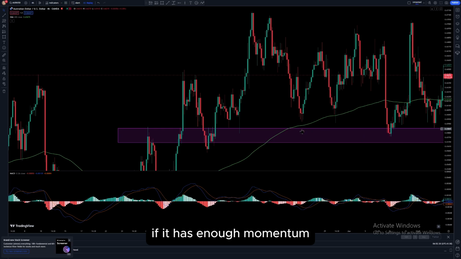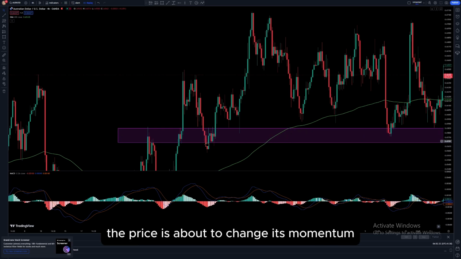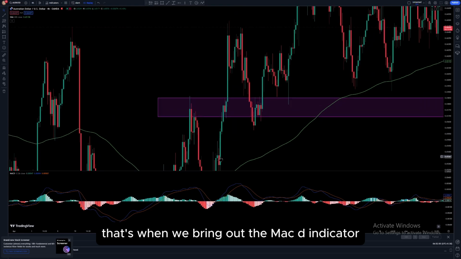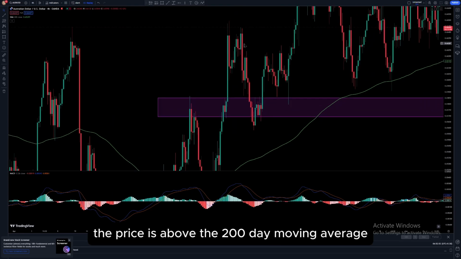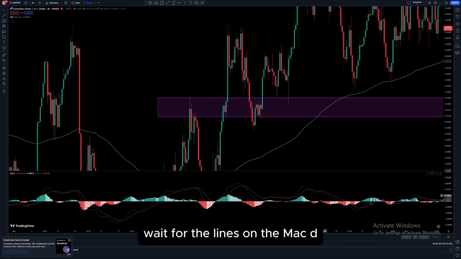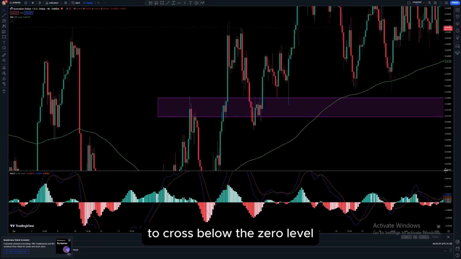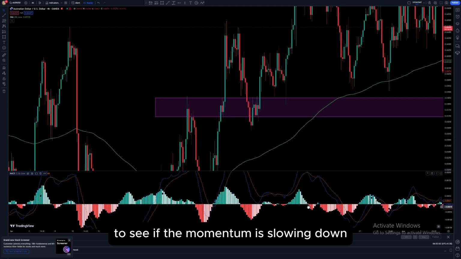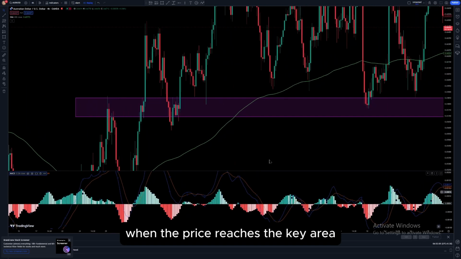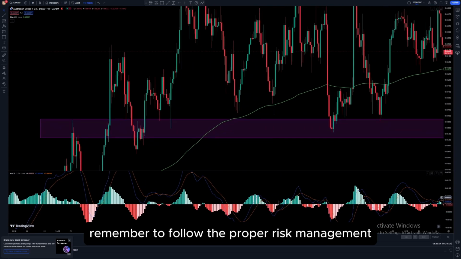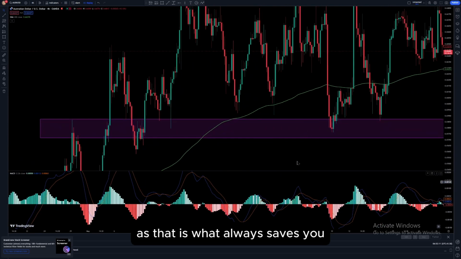If it has enough momentum, then we have to make sure that the price is about to change its momentum. That's when we bring out the MACD indicator. So what you do is make sure the price is above the 200-day moving average. Once the price hits the support made in an uptrend, wait for the lines on the MACD to cross below the zero level before entering the trade. You can also use the histogram to see if the momentum is slowing down when the price reaches the key area, just for extra confirmation. But always remember to follow proper risk management, as that is what always saves you.